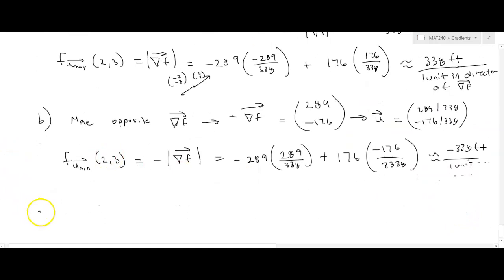Now finally, and lastly, if we move perpendicular to the gradient vector, which could be either that way or that way, we're going to have zero elevation change. Okay, so if this is grad f, how do we find a vector that is perpendicular to our current vector? Well, two vectors are going to be perpendicular if their dot product is 0. So if I take the gradient vector, which is fixed at negative 289 and 176, so it actually points the opposite direction here.